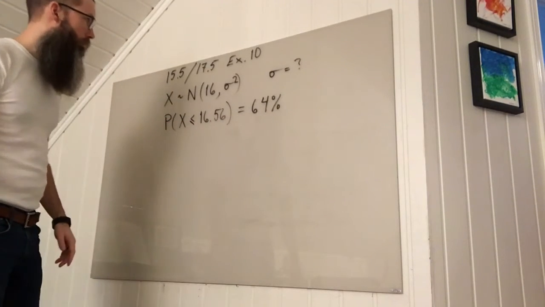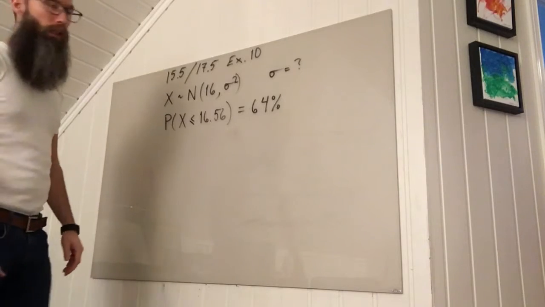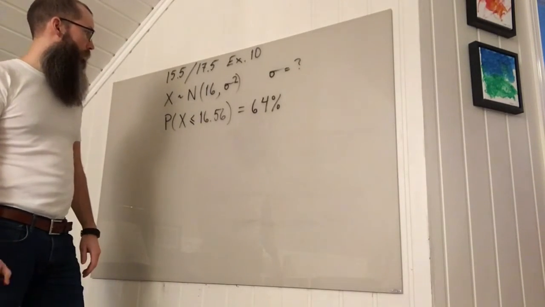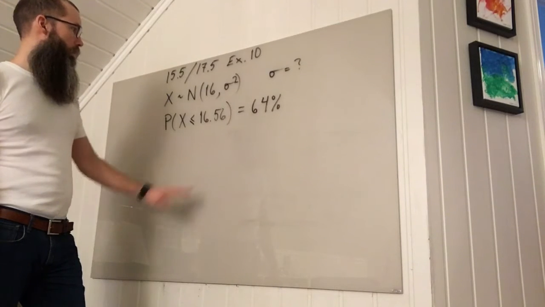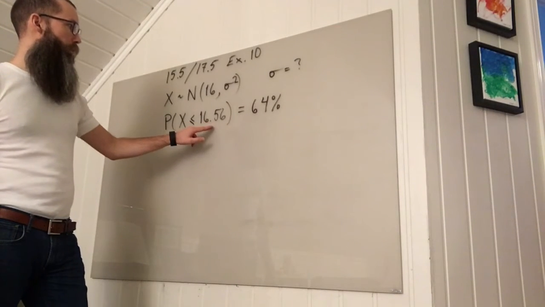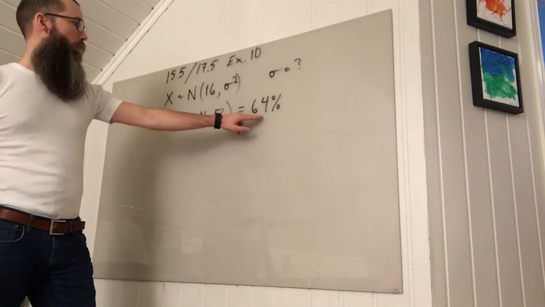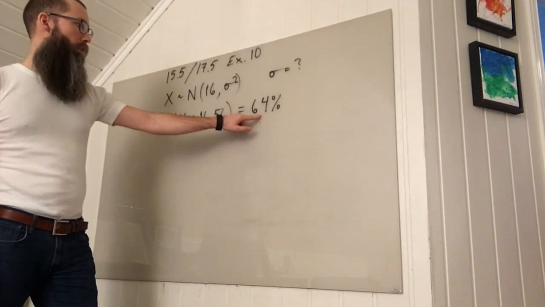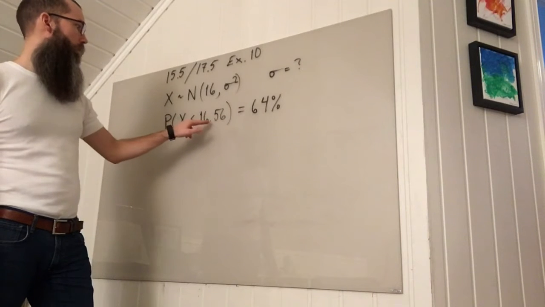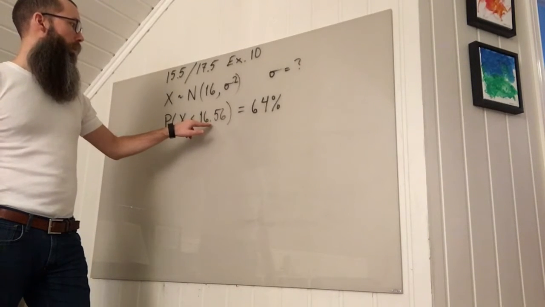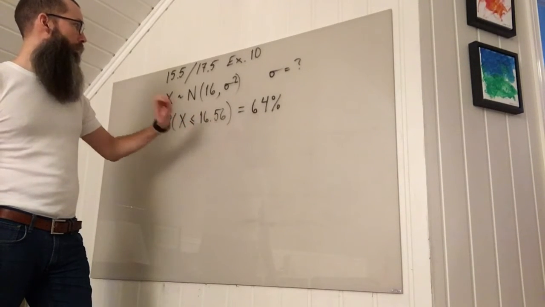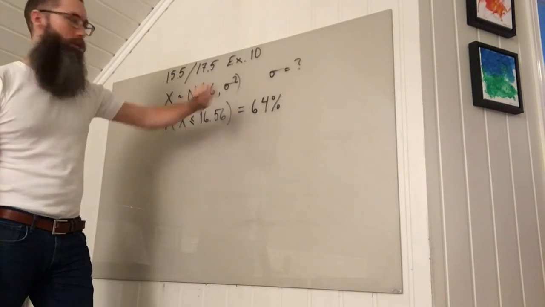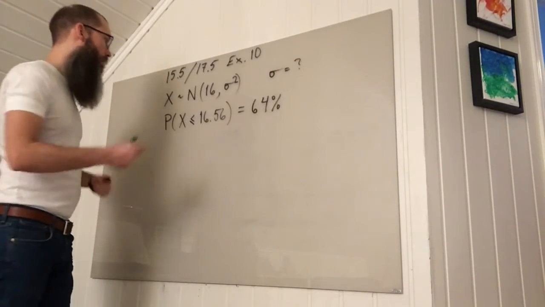And this is an instance where we need the standard normal distribution. So what we can do is we can find the z-score of 16.56 because we know the probability of being less than this value is 64%. So we can find the z-score of this one. And if we have the z-score, the value, and the mean, we can put up an equation and solve for sigma. Let's see how that goes.